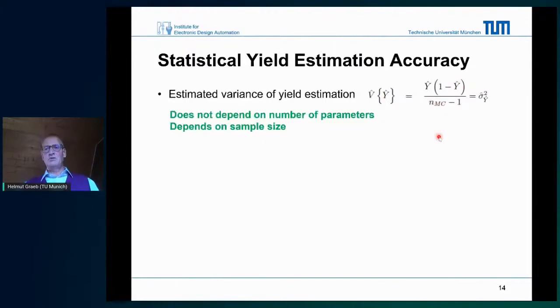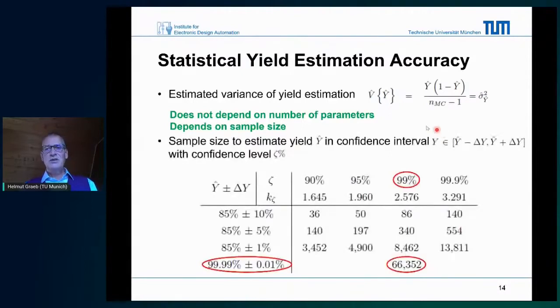The good message about this one, which is sometimes amazing, is that it does not depend on the number of parameters. The bad message is that it depends on the sample size, but the good message is that the accuracy has a certain value for NMC is 100 or 500. But then if you have 5 statistical parameters or 50 or 500, that doesn't make a difference. If you have 500 sample elements, whatever number of parameters you have, the accuracy of your yield estimation is the same. It's amazing. You could imagine that you have, I don't know, 5,000 parameters, still 500 sample elements gives you a specific accuracy. That's the nice thing. The bad thing is the sample size here.